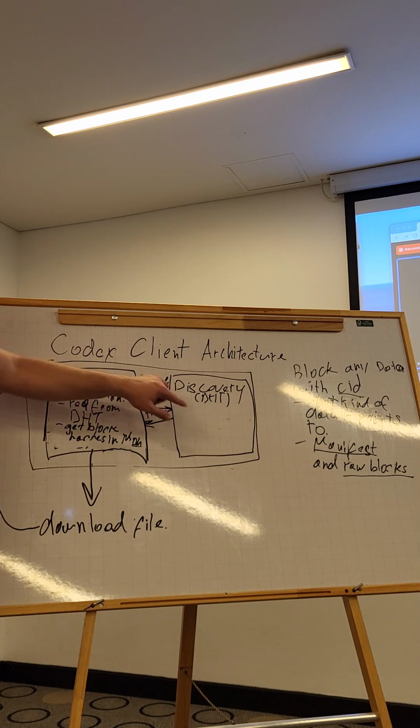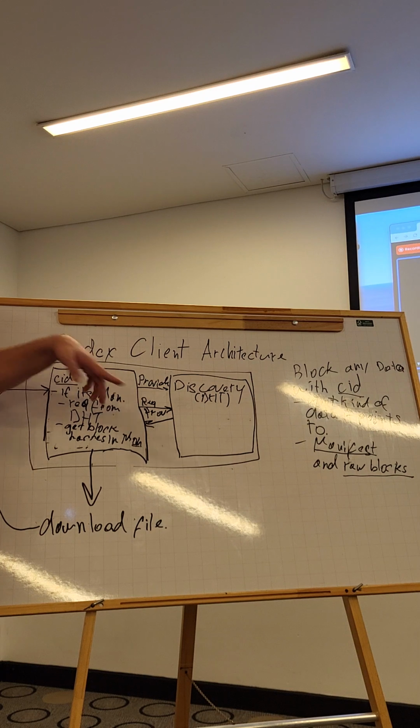And then, from then on, essentially, the client calls the DHT to notify it that it provides a record, and it also queries the DHT for provider records for hashes of blocks or manifests or things like that.